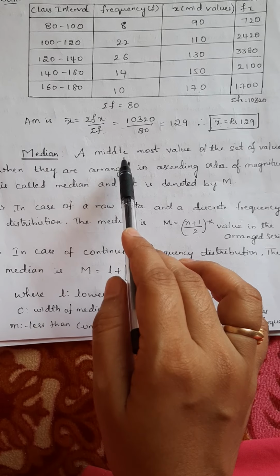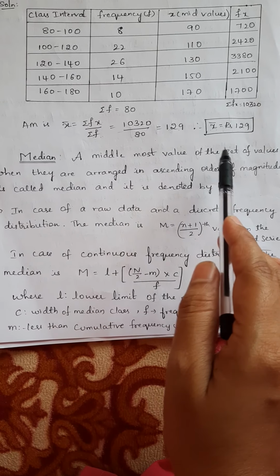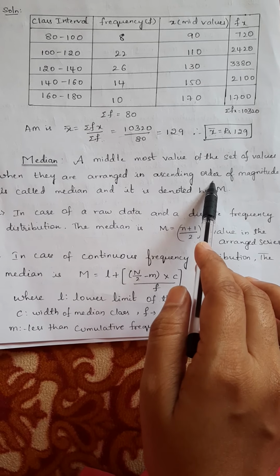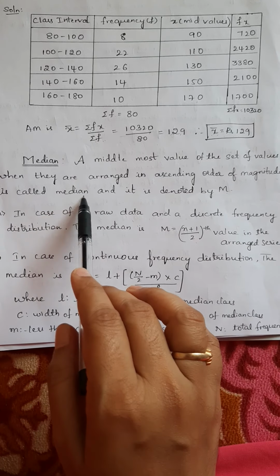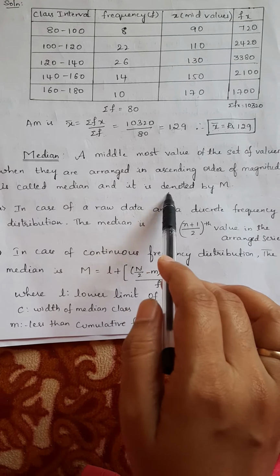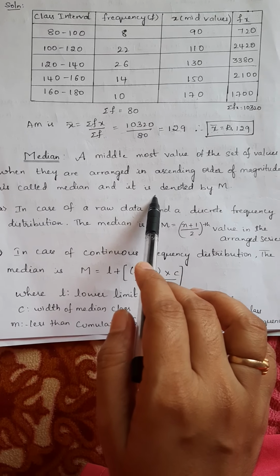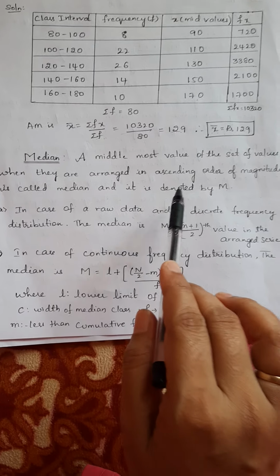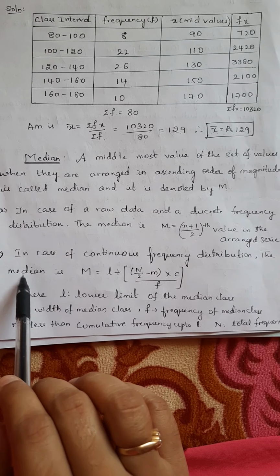Median is nothing but the middlemost value of a set of values when they are arranged in ascending order of magnitude. It is denoted by M. The calculation of the middle value is known as the median. Here we have two types.